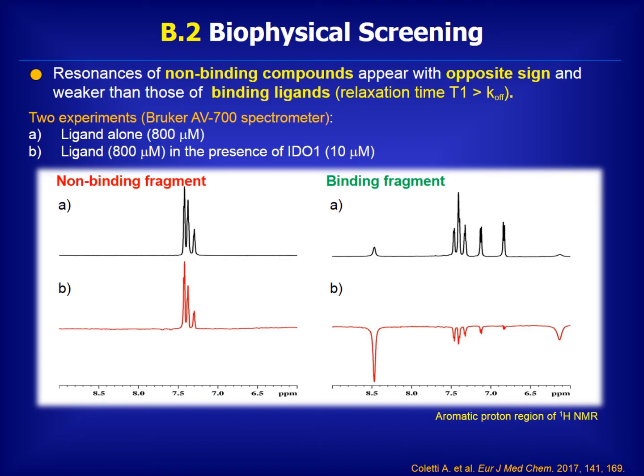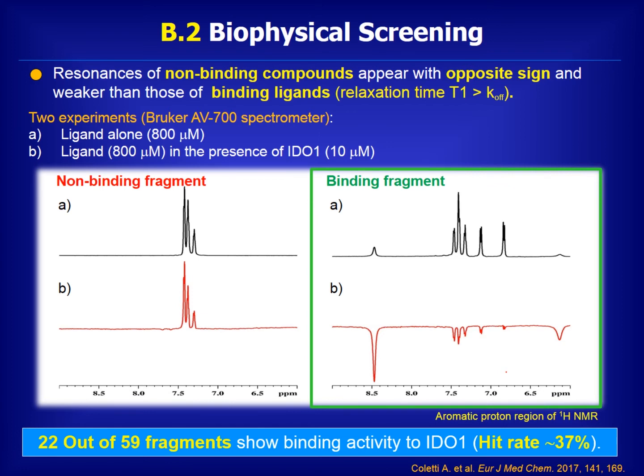Each compound was analyzed twice, in a first experiment alone in solution and in the second one in presence of the protein, but in the same experimental conditions. We considered as binders compounds that in presence of the protein generated a spectrum with opposite sign or with a peak intensity difference greater than 90% compared to the first experiment. As a result, we obtained that 22 molecules were binders, giving a hit rate of 37%.